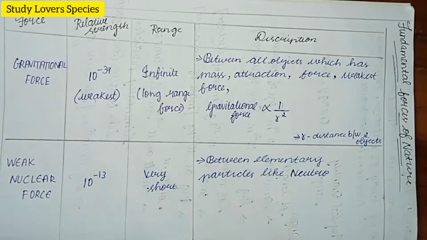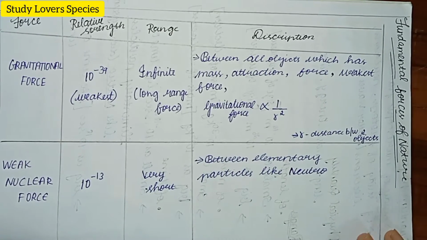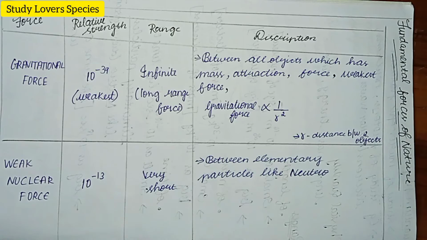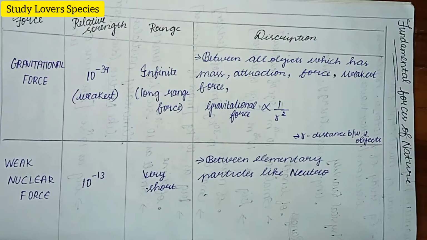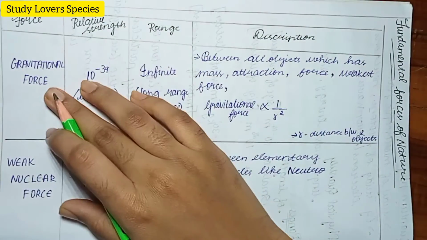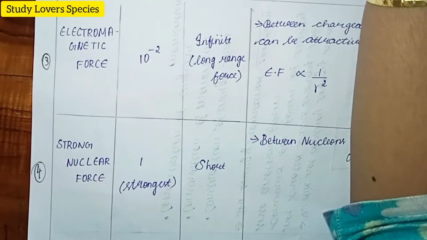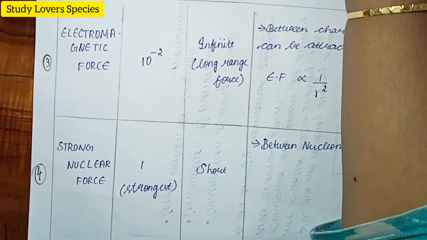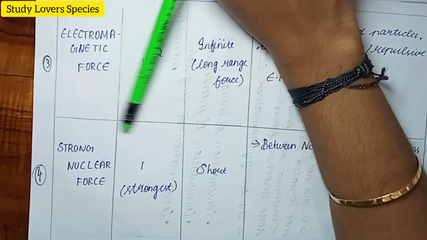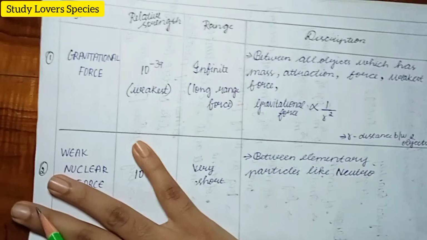Now let's see the fundamental forces of nature. We have 4 fundamental forces of nature. They are gravitational force, weak nuclear force, electromagnetic force, and strong nuclear force. Here the strongest is the strong nuclear force and the weakest is the gravitational force.